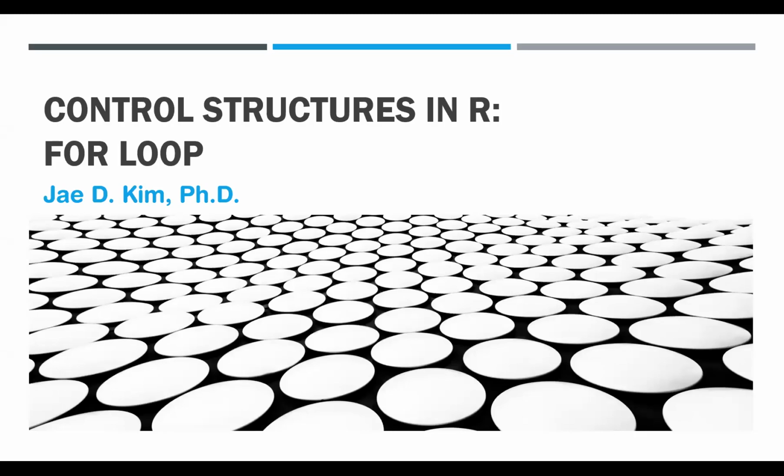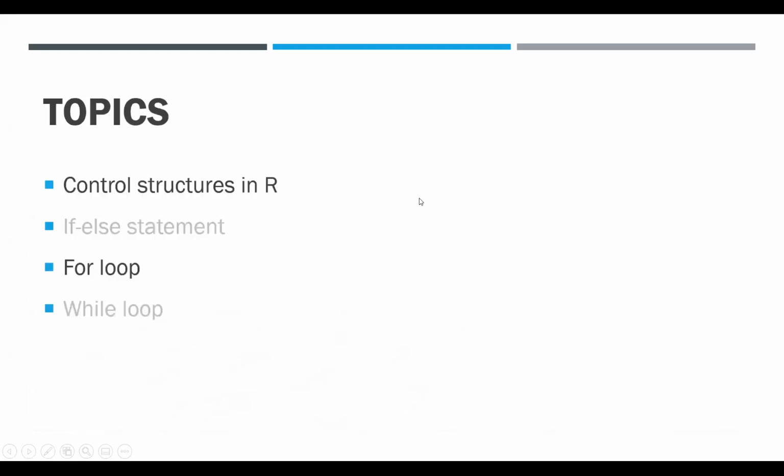Hi, in this video, I'm going to give you an example of writing a for loop in R. A for loop is another type of control structure. I'll provide a few examples. So let's get started.